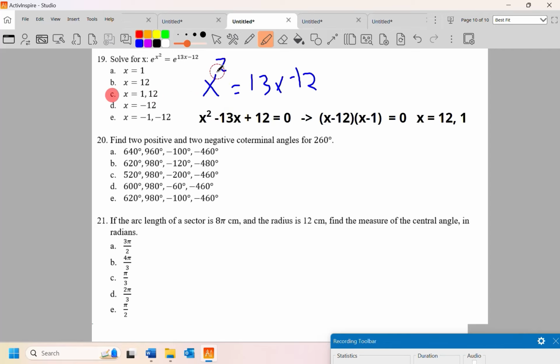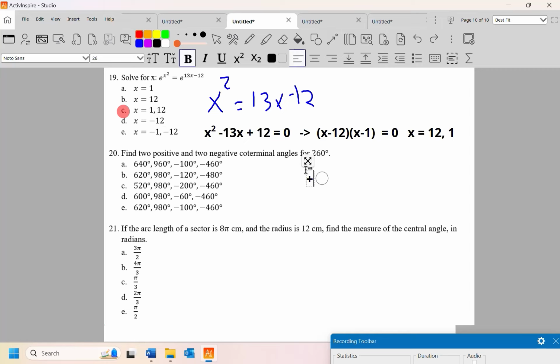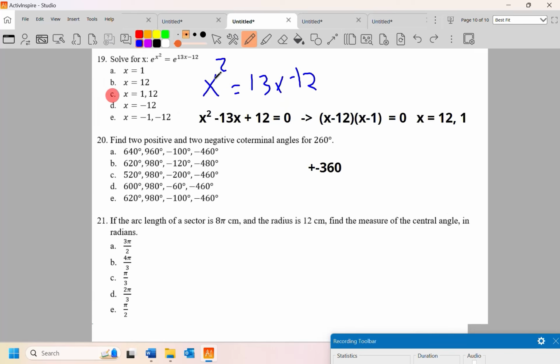Find 2 positive and 2 negative coterminal angles for 260 degrees. Super easy problem. You just add or subtract 360. That's how you find coterminality. So if I do 260 plus 360, 2 plus 3 is 5, 60 plus 6 is 12. I'm thinking about 620. I'm looking for a 620. There's a 620. All right. If I take 620 and add 360, I get 980.